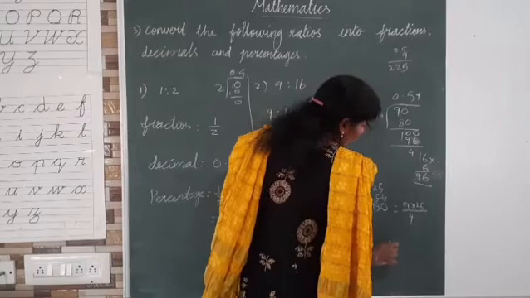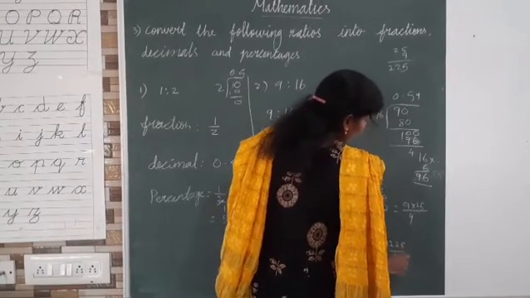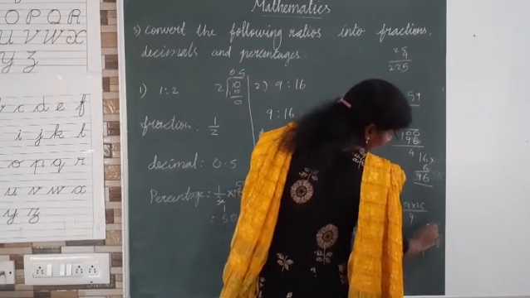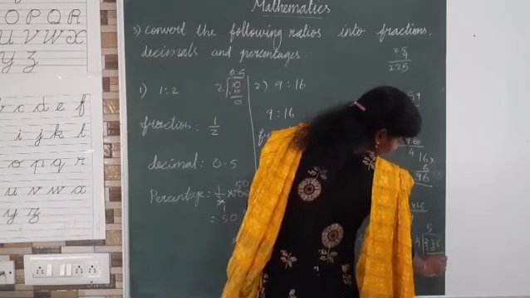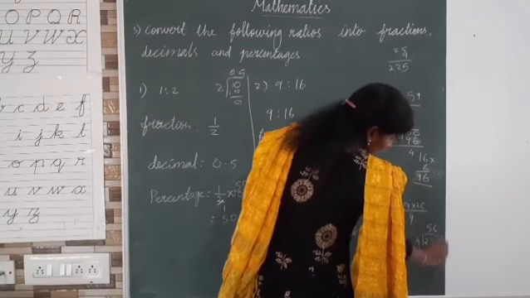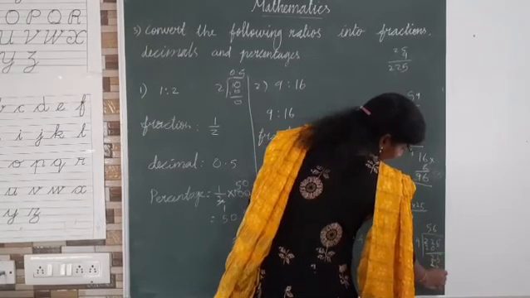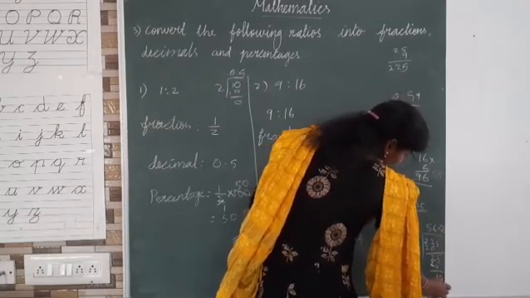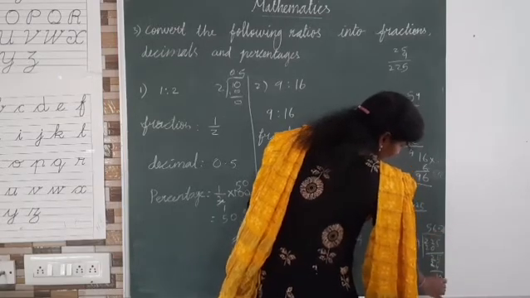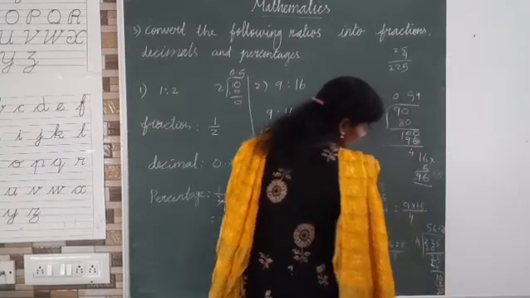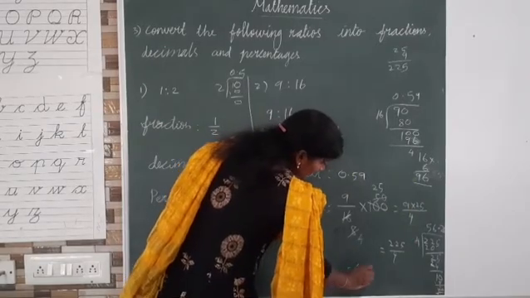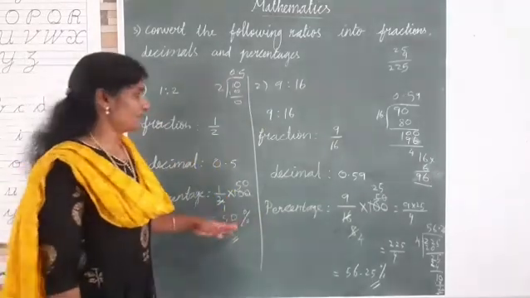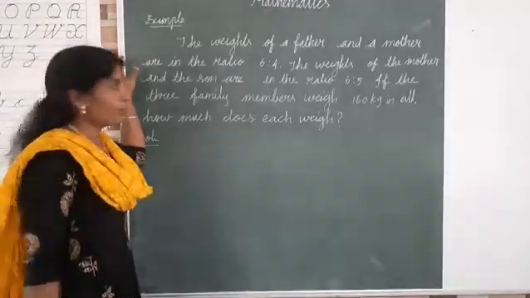225 by 4. Now we can divide 225 by 4. 5 4s are 20, 2 balance, 5. 6 4s are 24, 1 balance, point. 0, 2 4s are 8. Again 2 balance, 0, 5 4s are 20. Okay, so what's the percentage? 56.25%. Are you clear? Now one more example.